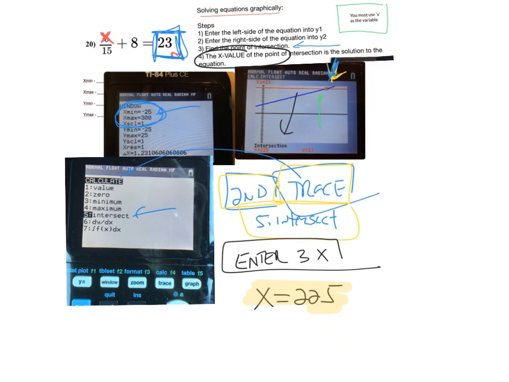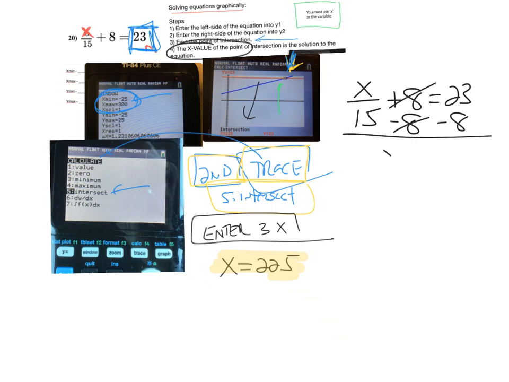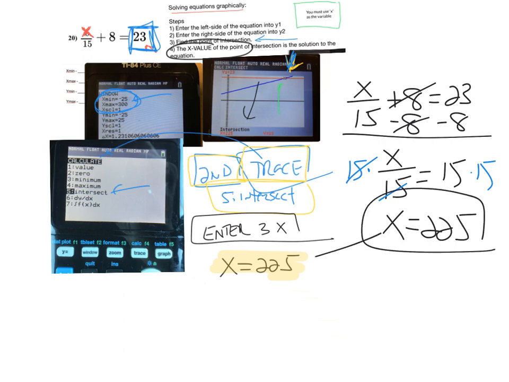And if this would have been an algebra problem, remember how we would have solved this equation by using algebra is we would have subtracted 8 on both sides. So I have x over 15 equals 25 minus 8 is 15. And then I would have multiplied both sides by 15 to make the denominator cancel. And algebraically, notice you get the same answer of 225. So this is how we're going to go about solving equations graphically.